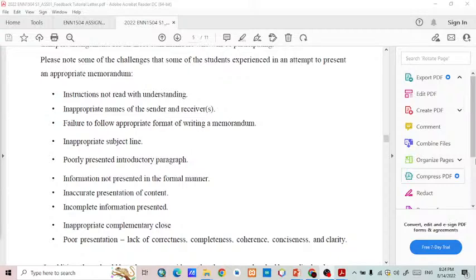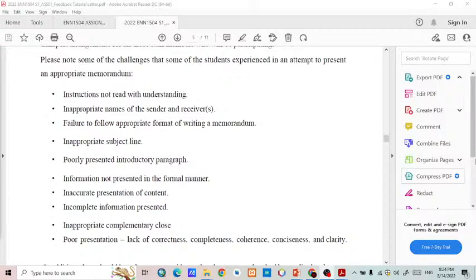Then they said inaccurate presentation of content, incomplete information presented, inappropriate complimentary clause, poor presentation, lack of correctness, completeness, coherence, conciseness, and clarity. These are some of the things that they identified as the core problems when compiling a memorandum.